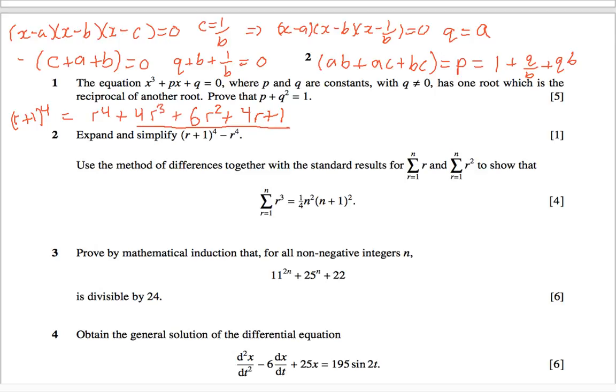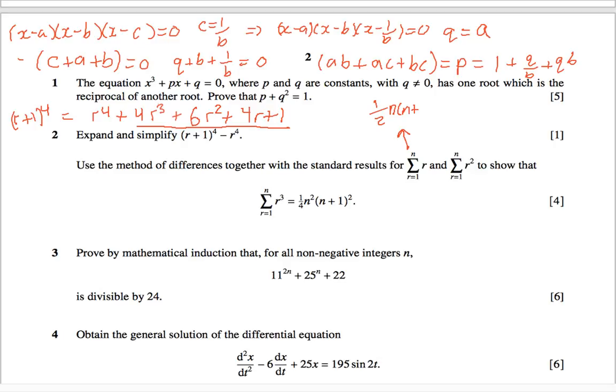Okay, and it turns out that this is actually extremely useful for the next part of the question. So in the next part of the question, they want you to use the method of differences together with the results for these two. So you're only allowed to use these two. These are in your formula booklets. So this one is a half n times n plus 1.